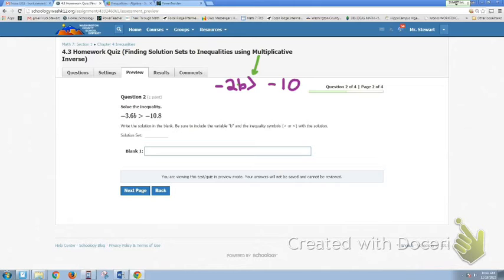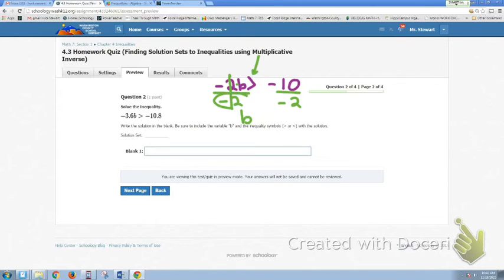For now, all I have to do is focus on undoing this multiplication. I undo multiplication with division. In algebra, we always use the fraction to show division. So I'm going to divide both sides by a negative 2. Got to keep it balanced here. A negative 2 divided by negative 2 goes away and b is left alone.